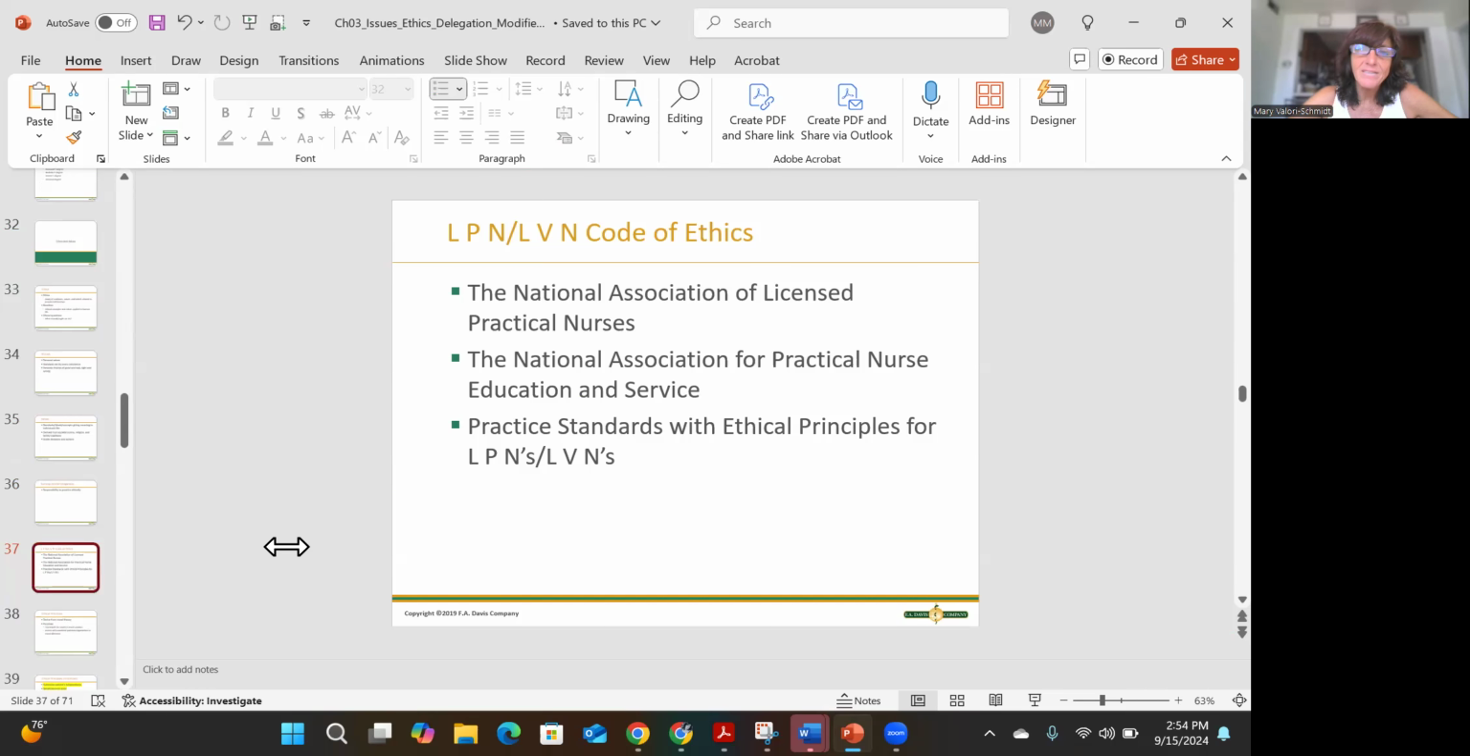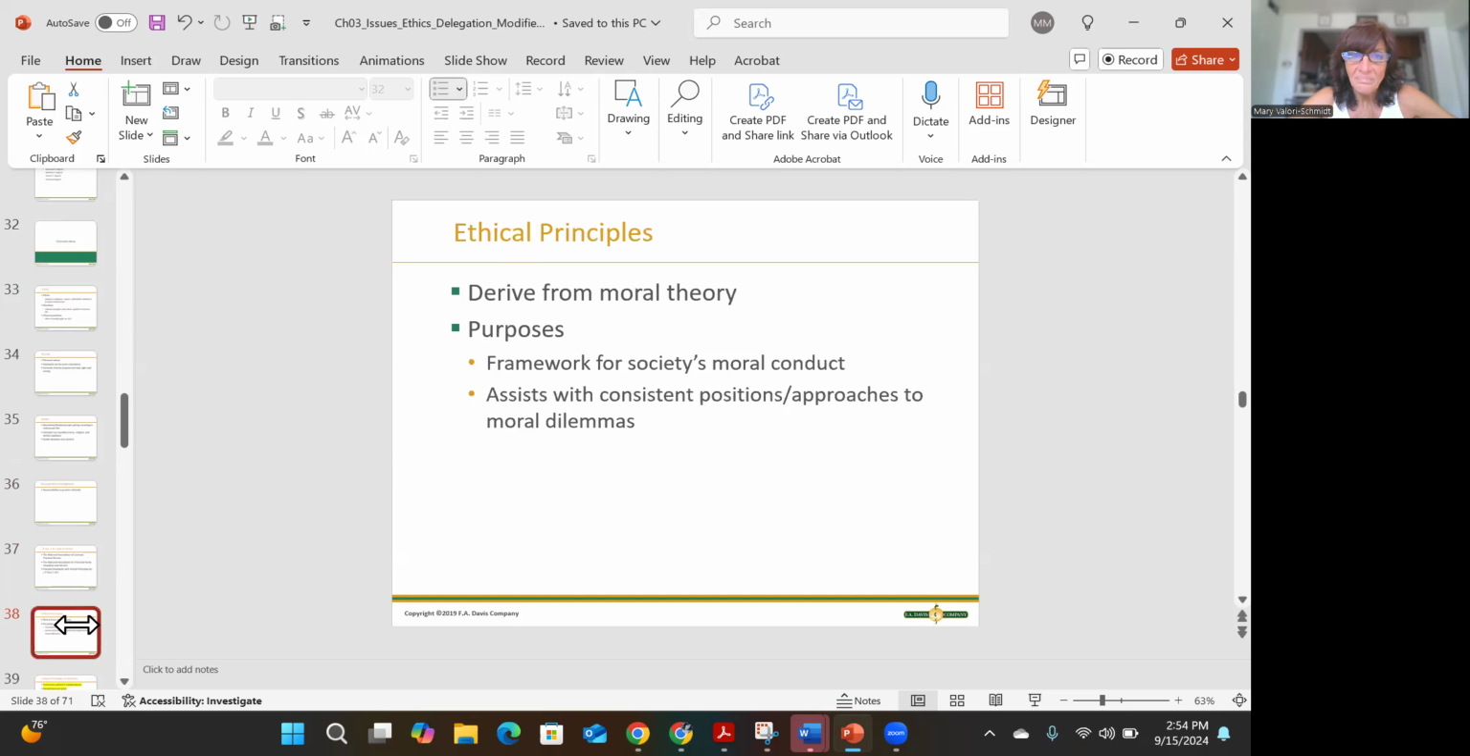So the Code of Ethics, the National Association of LPNs, the National Association for Practical Nurse Education and Service, and then practice standards with ethical principles for LPNs and LVNs, same ones as from the American Nurses Association that are used by the New Jersey State Board of Nursing, right? They're all pretty much the same.